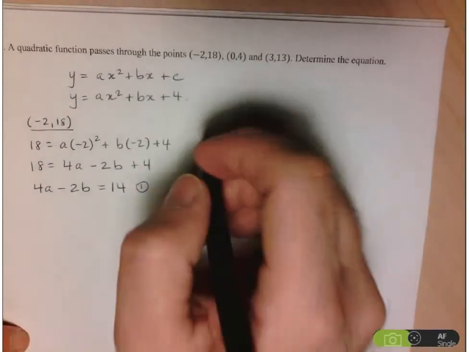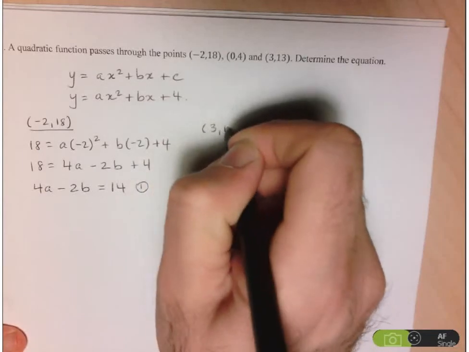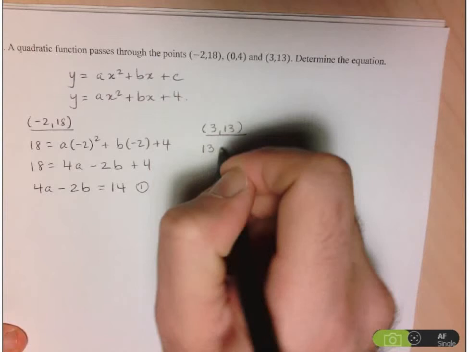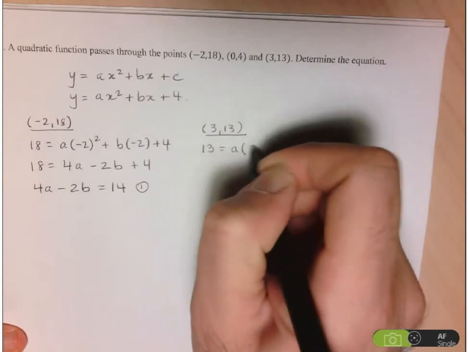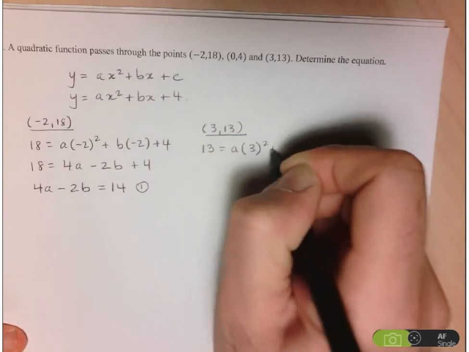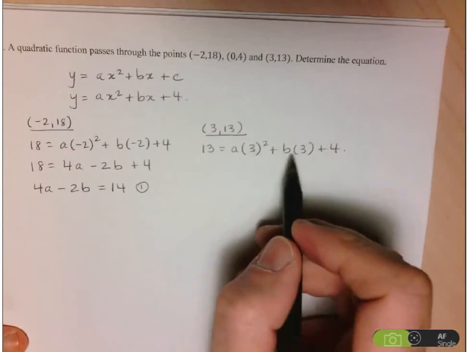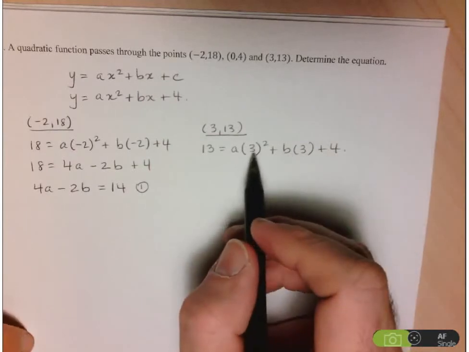Now we'll do the same thing with the point (3, 13). Stick that in the equation. So y is equal to 13. A times 3 squared plus b times 3 plus 4. Notice how I put the input in brackets, even though it is positive, it won't make a difference. I just try to keep that going so I never forget to do it.